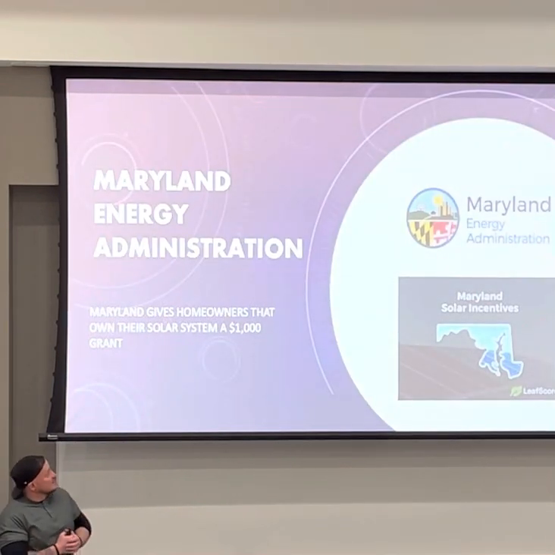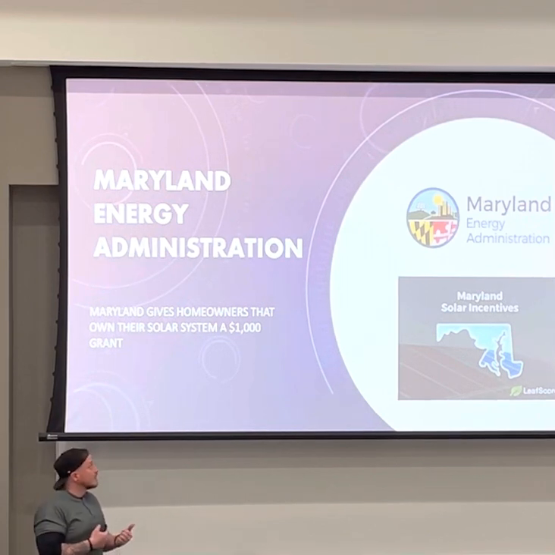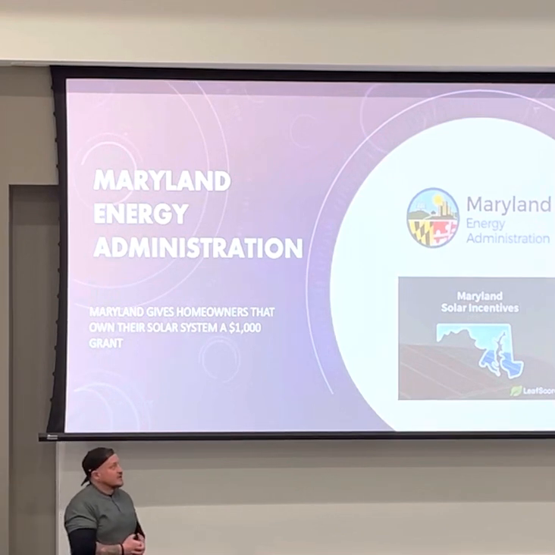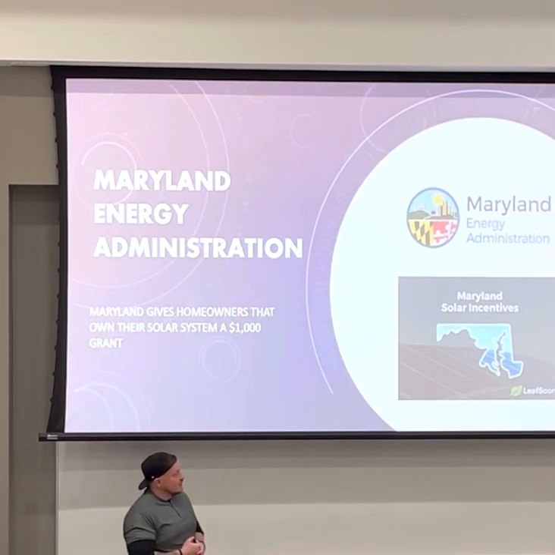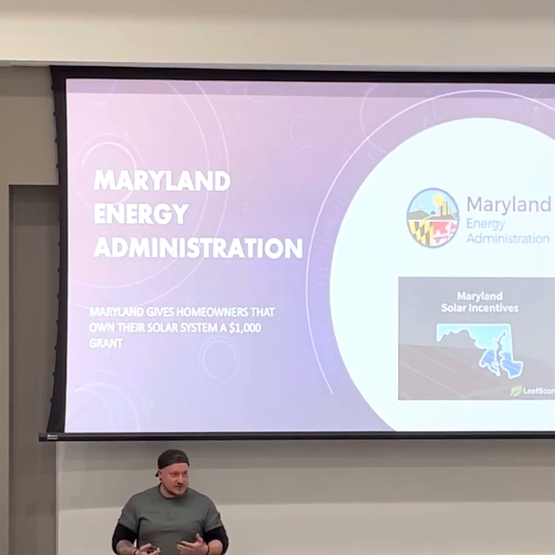Next thing is the state of Maryland. So just in the state of Maryland, we have the Maryland Energy Administration. As long as you live in the state of Maryland, they give out grants for homeowners to go solar. Now, a grant is a legitimate $1,000 check that you get if you decide that you want to own your solar system.